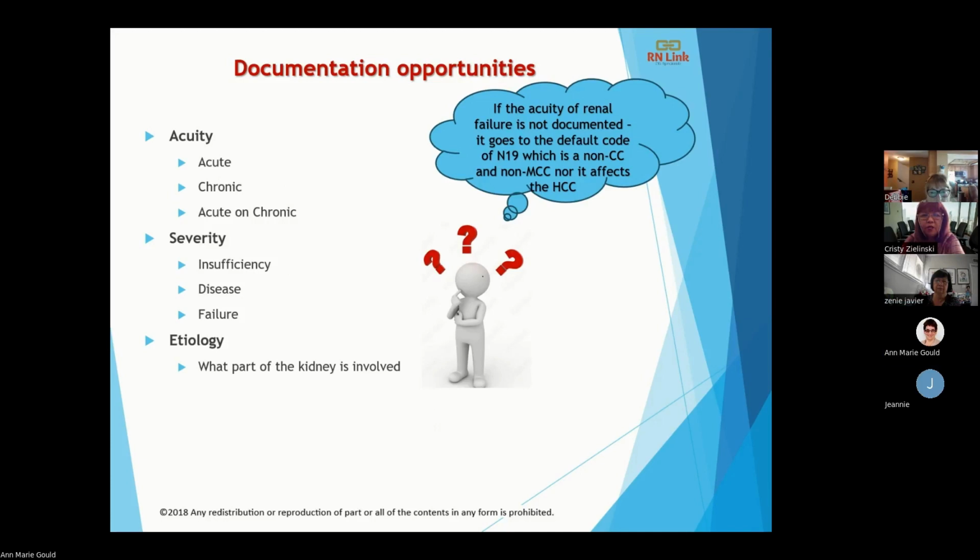And sometimes the doctors are hesitant. They just put acute renal insufficiency. So that is a good opportunity to find out, is it with AKI, or is it chronic renal failure? Because that way, even though they say acute renal insufficiency, at least if they would specify more, like with AKI, then we could capture a CC there.